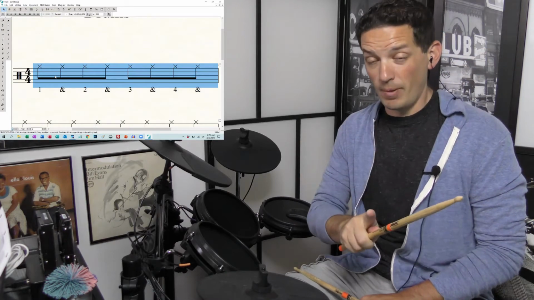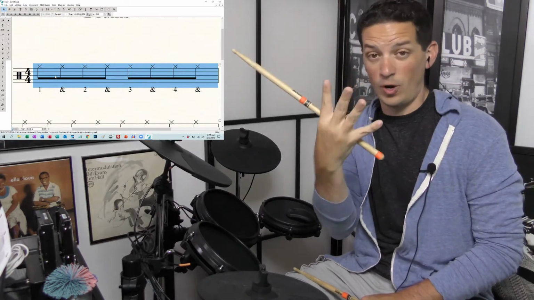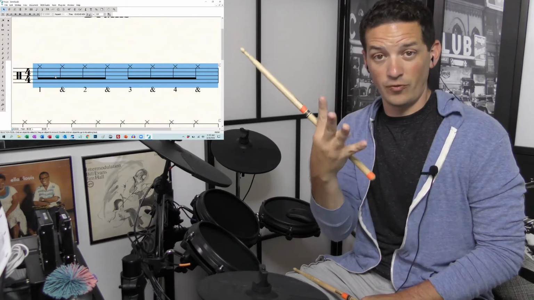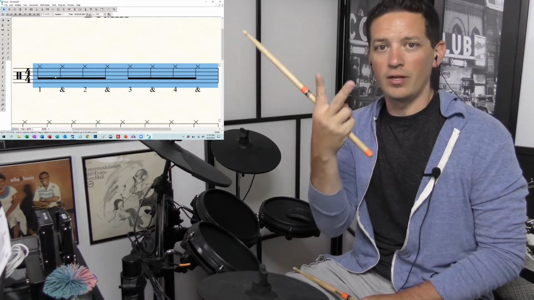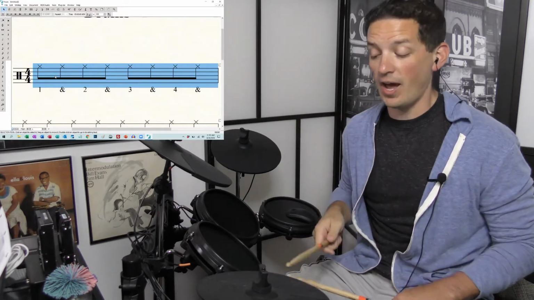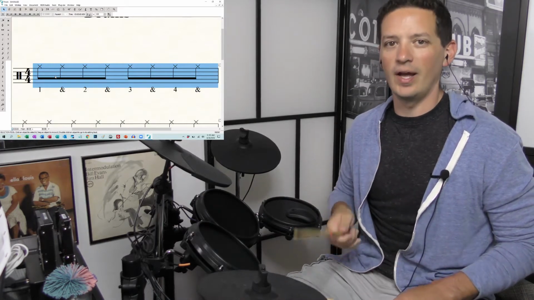But it's important to remember that 1 and together is still just 1 beat. So there's still just 4 beats in the measure: 1, 2, 3, and 4. We're just breaking up each of the beats into 2 parts. 1 and, 2 and, 3 and, 4 and. And so now we have 1 and 2 and 3 and 4 and 1 and 2 and 3 and 4 and.